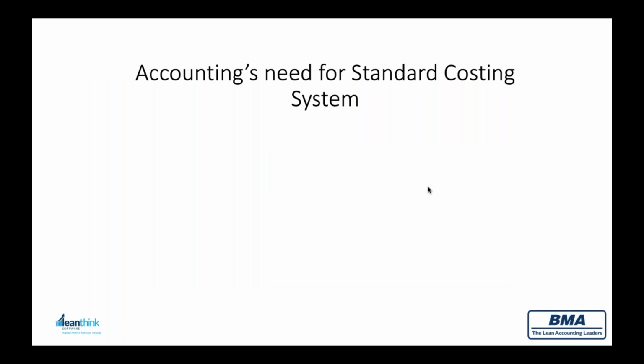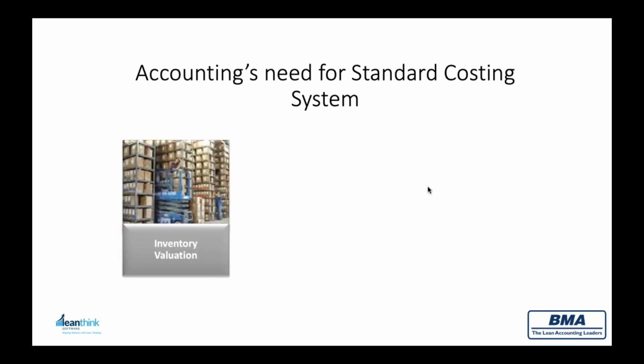When you think about accounting's need for a standard costing system, there are three areas where it's used. One is inventory valuation, and that really is the reason standard costing systems exist, to value inventory. It's a simple way to do it because it's all automated. Now, there's a lot of complexity in setting it up, but it just runs by itself in the system.